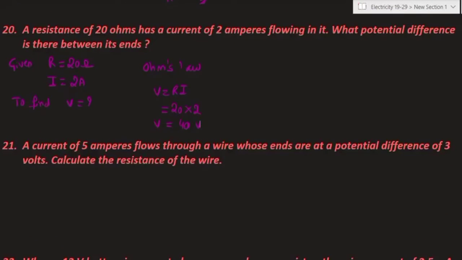A current of 5 amperes. What is given in the problem? Electric current, 5 ampere, flows through a wire whose ends are at a potential difference of 3 volts. What is asked in the problem? To find the electric resistance. We know that by Ohm's law V is equal to R into I. He is asking R is equal to V divided by I. V is 3, divided by 5. So this is 0.6 ohm, the electrical resistance.